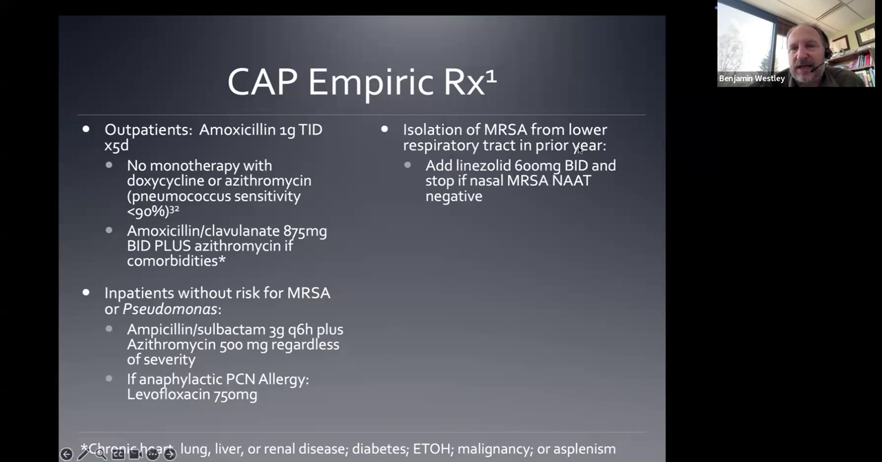If the patient had MRSA in the lower respiratory tract in the last year, then that needs to be treated because there's a high chance, if they have pneumonia again in the near future, there is going to be MRSA in there. And so linezolid is a really nice option, 600 twice a day.